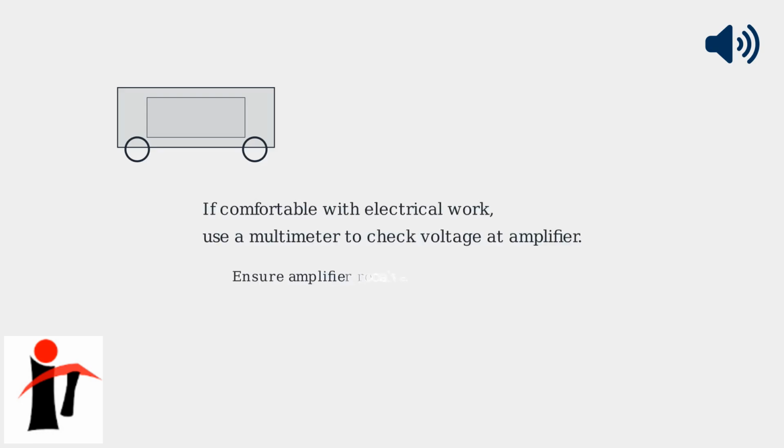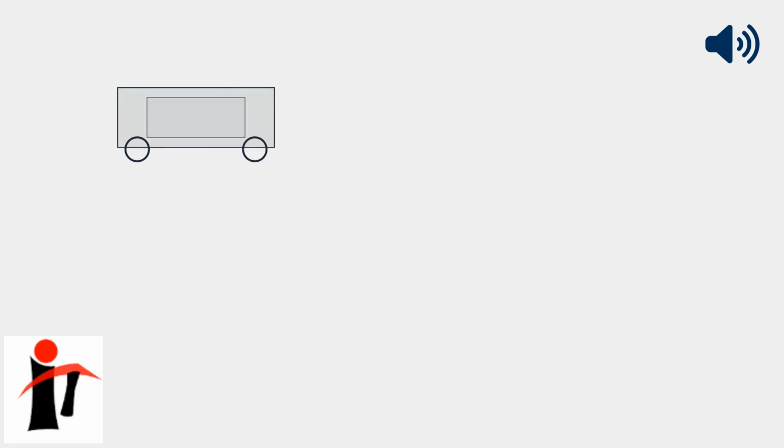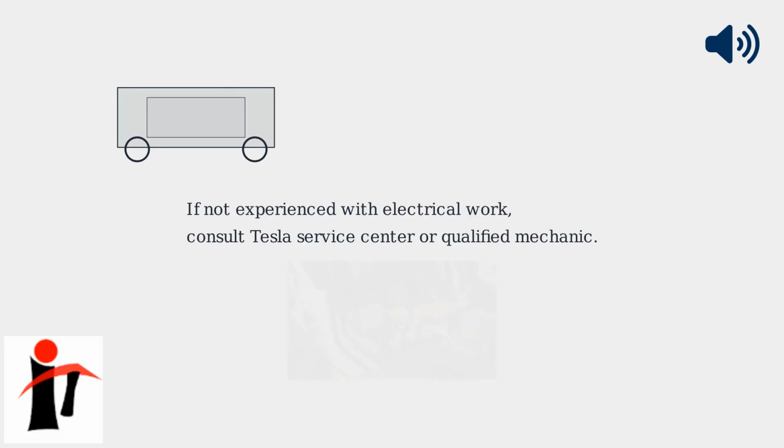Although more technical, you can check the service menu by holding the brake and both scroll wheels simultaneously to look for error codes related to the audio system. If you're comfortable, use a multimeter to check the voltage at the amplifier to ensure it's receiving power. If you're not experienced with electrical work, it's best to consult a Tesla service center or a qualified mechanic.